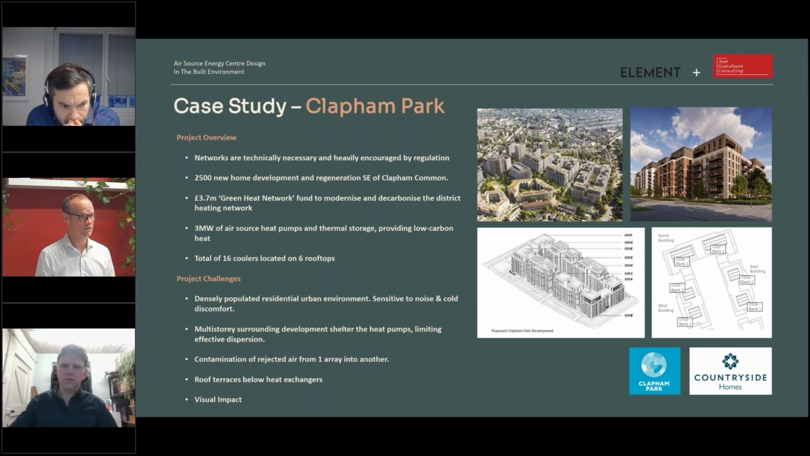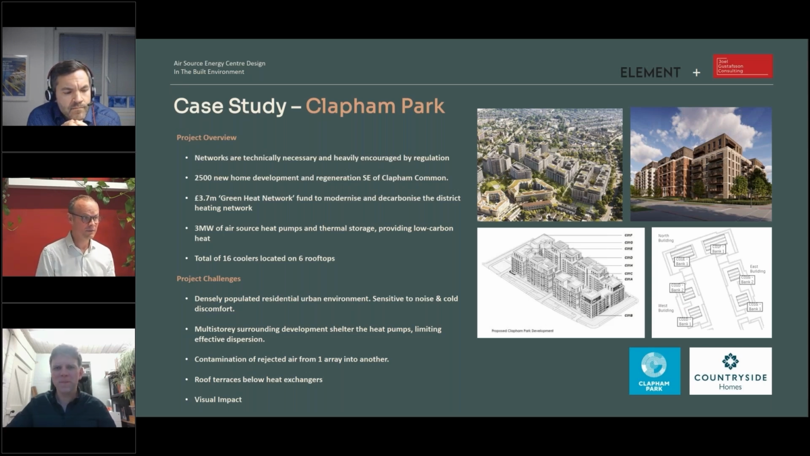2,500 homes in central London. This is a valuable piece of real estate, but the UK is subsidising these installations. So it's subsidised to the tune of £3.7 million. That does not pay for the heat network, but it certainly erodes the extra over cost of the capital of the plant, which is about 3 megawatts spread over 16 coolers on the 6 rooftops.